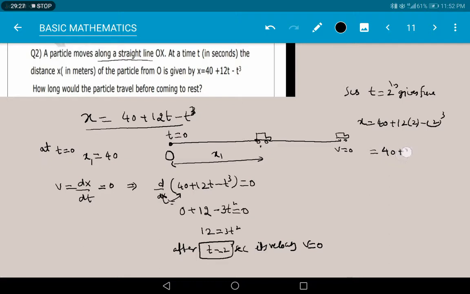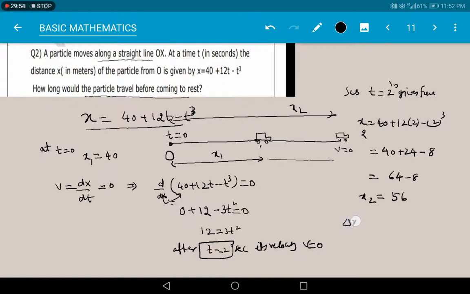40 plus 24 minus 8. So 64 minus 8, we are going to get 56. So this is the final position from the O. Now they are asking what? How long would the particle travel? They are asking displacement from here to here.